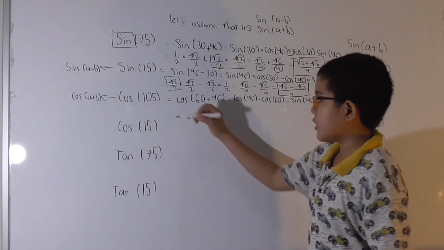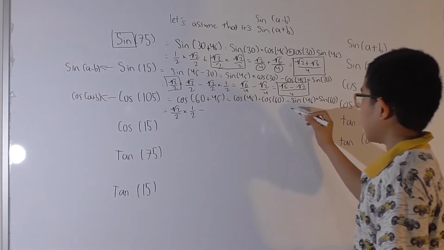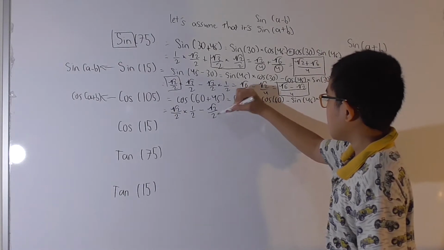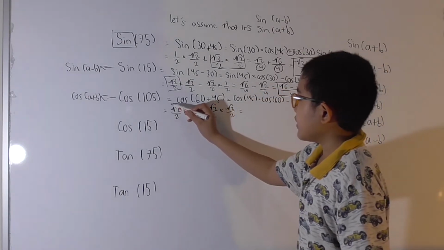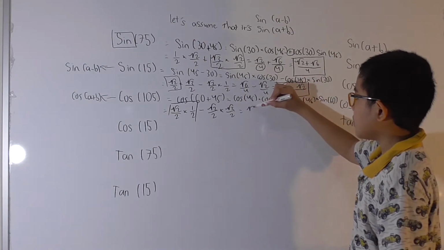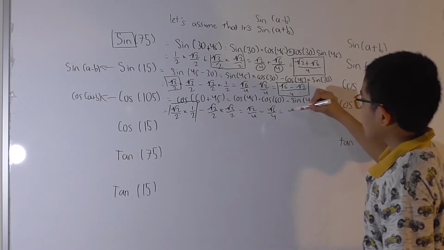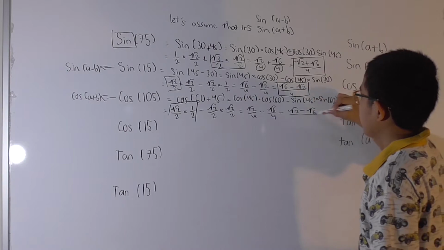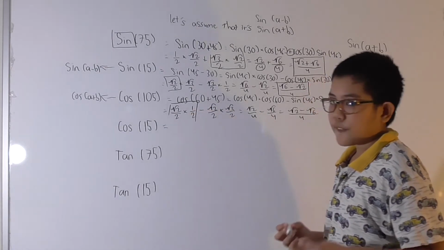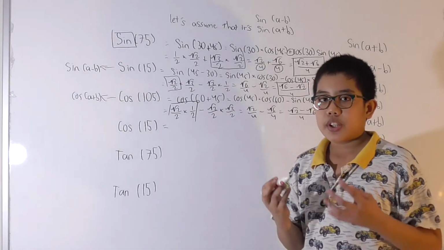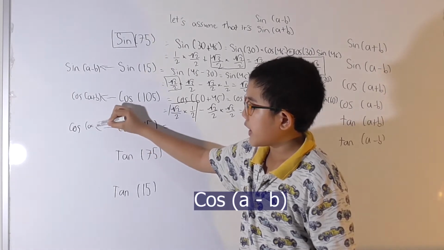Then cosine of 45 is square root of 2 over 2. Cosine of 60 is half, minus sine of 45, which is also square root of 2 over 2, times sine of 60, which is square root of 3 over 2. And then for this one, there's going to be square root of 2 over 4 minus square root of 6 over 4. That would be square root of 2 minus square root of 6, divided by 4. And then for cosine of 15, once again we have to figure out which sum and difference identity we're using. After some thought and logic, we can figure out that it's going to be cosine of A minus B.